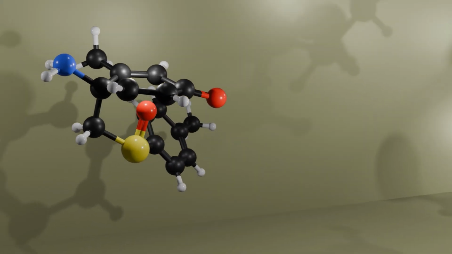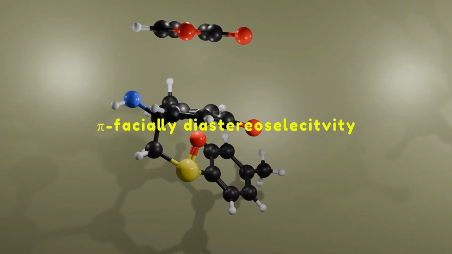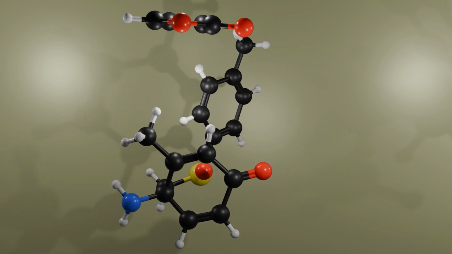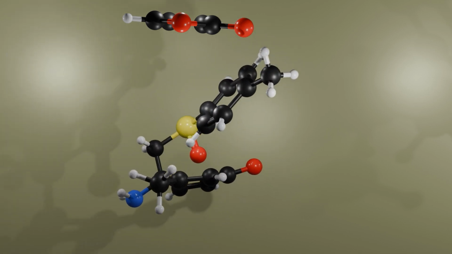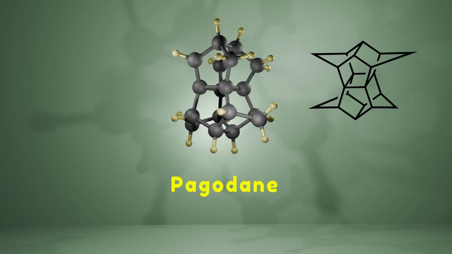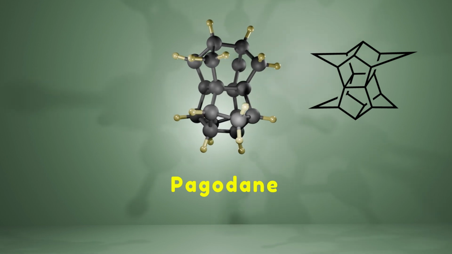Another interesting feature of this reaction is high pi-facial diastereoselectivity in both substituted and unsubstituted benzoquinone structures. It means that Michael addition takes place from the face of the amine group, because the sulfoxide moiety blocks the other face of the molecule.